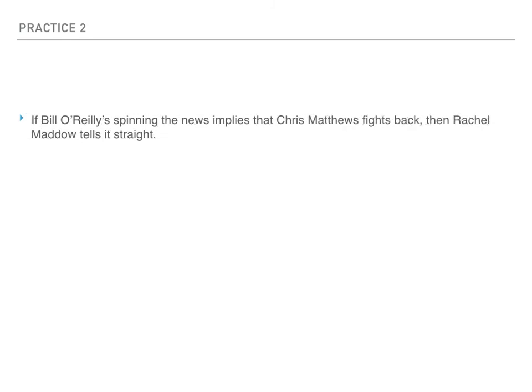Okay, so here we have a sentence. If Bill O'Reilly's spinning the news implies that Chris Matthews fights back, then Rachel Maddow tells it straight. Now we would look at this and want to first of all notice that the words if and then are there. So we would apply our strategy of looking for what the antecedent is by following the word if over to the right and finding if there's a comma there. In this case, there is a comma right where we would expect it, right before the word then. And in between the words if and then is the sentence, Bill O'Reilly spinning the news implies that Chris Matthews fights back. And that tells us that that whole sentence goes into the antecedent.